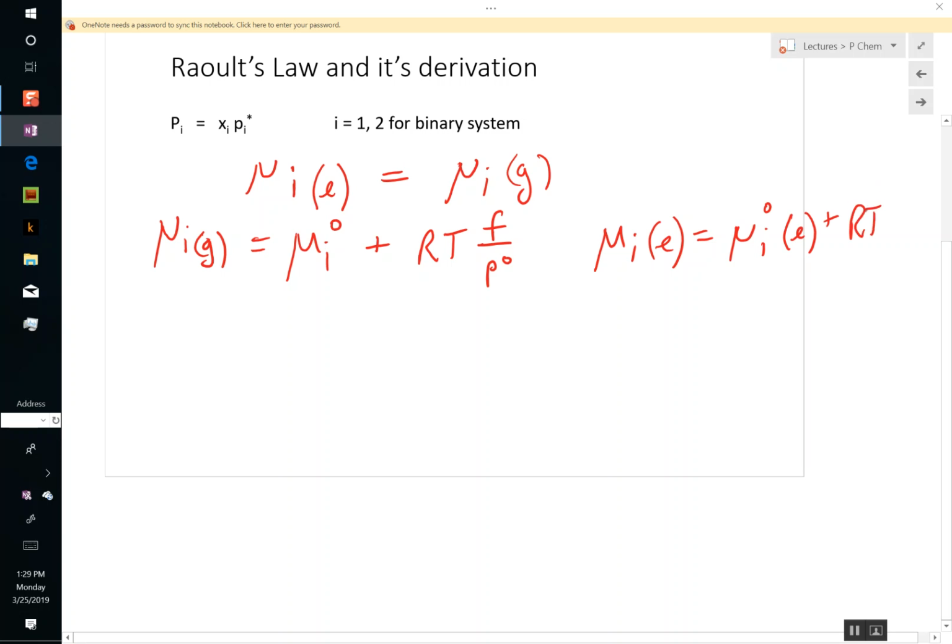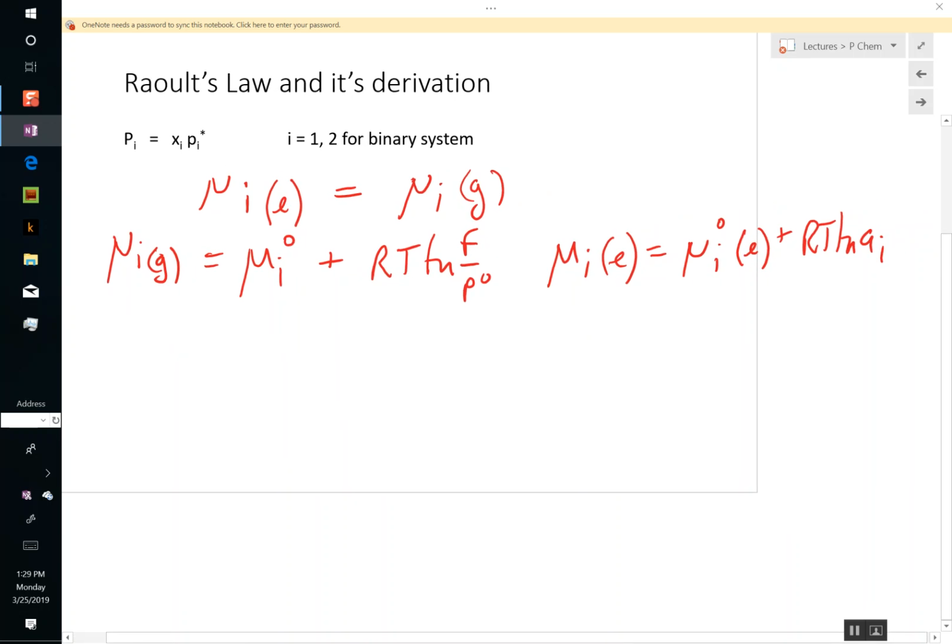Okay, now, all right, we won't get down in here too much, but for the gas, it's going to be the mu I at standard conditions plus RT. I think that's supposed to be, I'm sorry, there's supposed to be an ln in here. Sorry. Have I taught you yet to work in pencil? Yes. Good. All right, good.